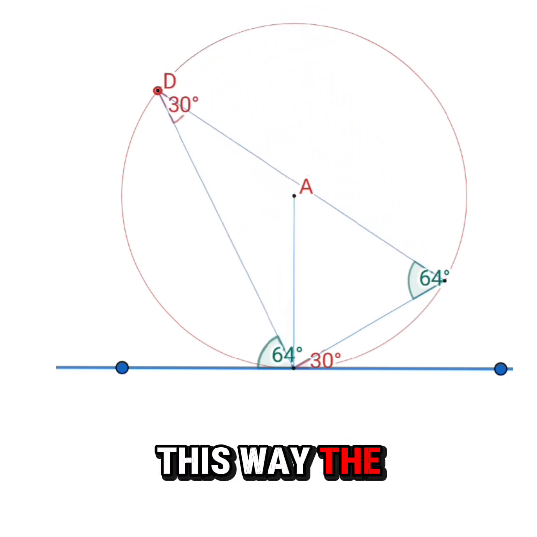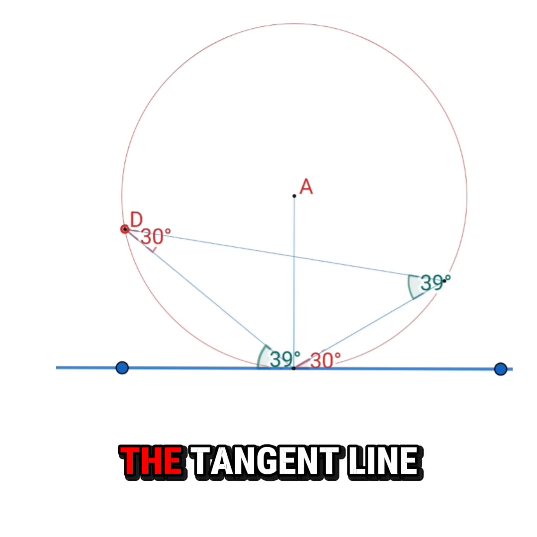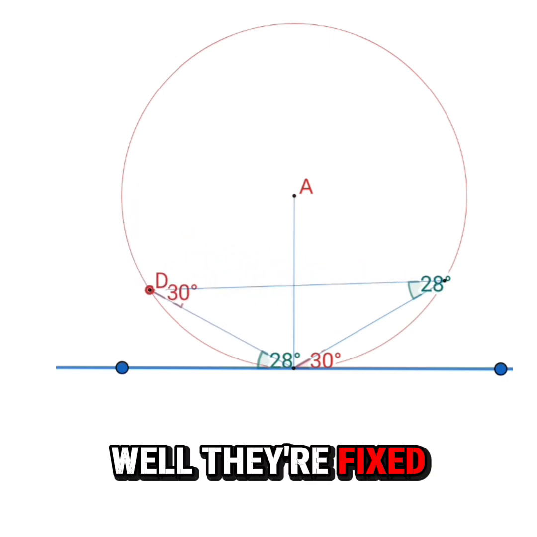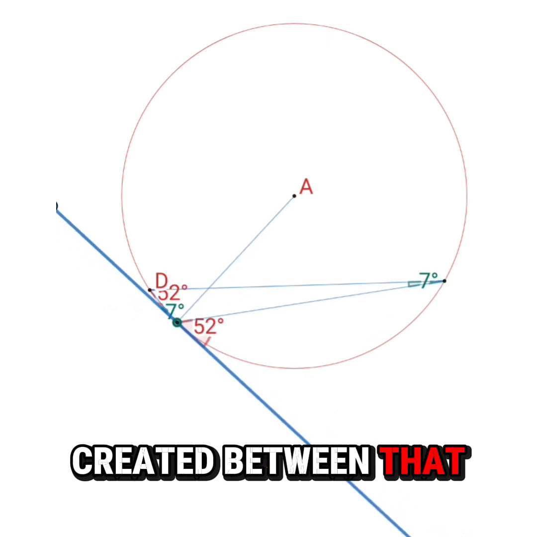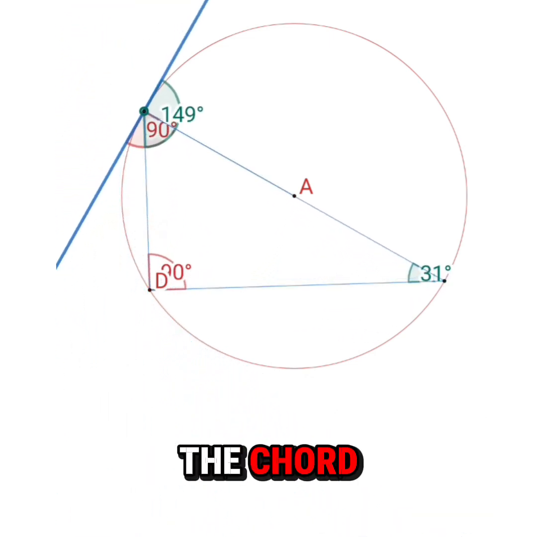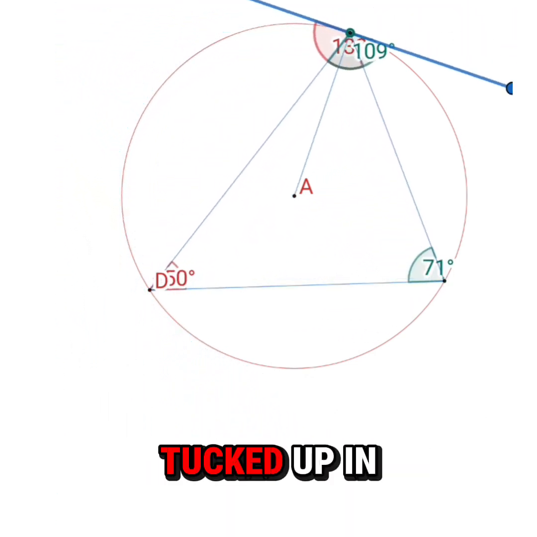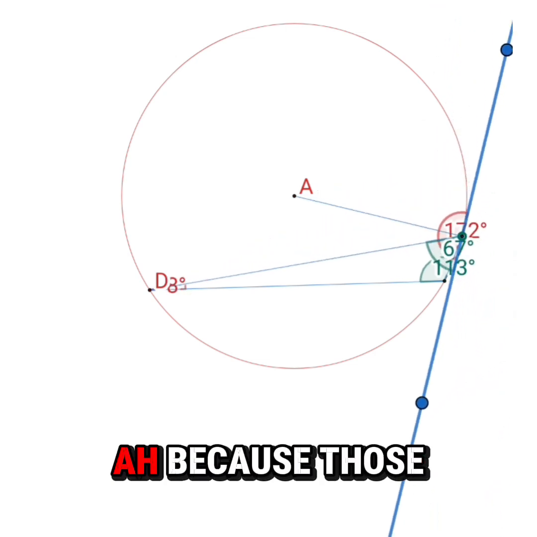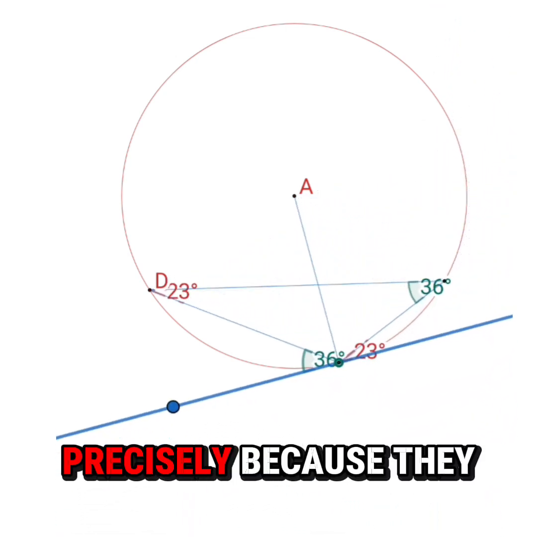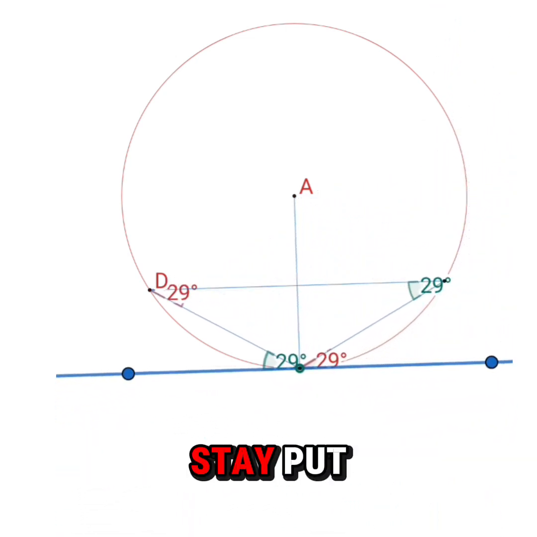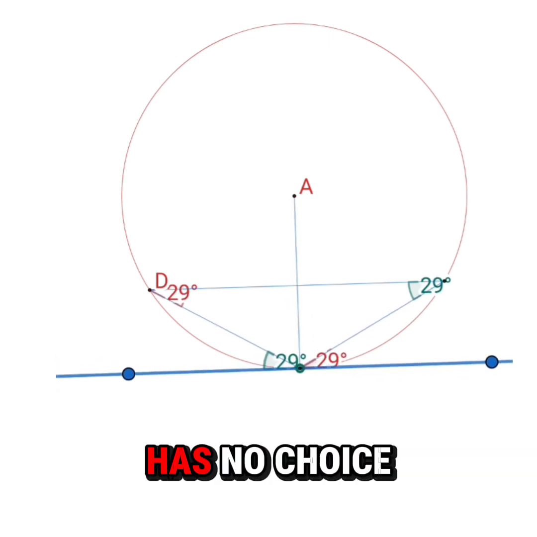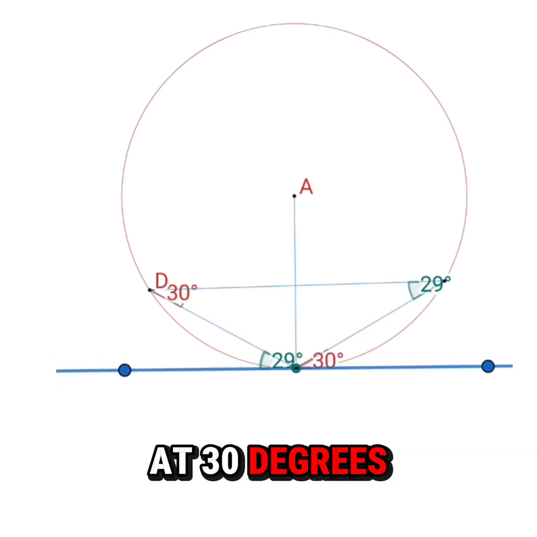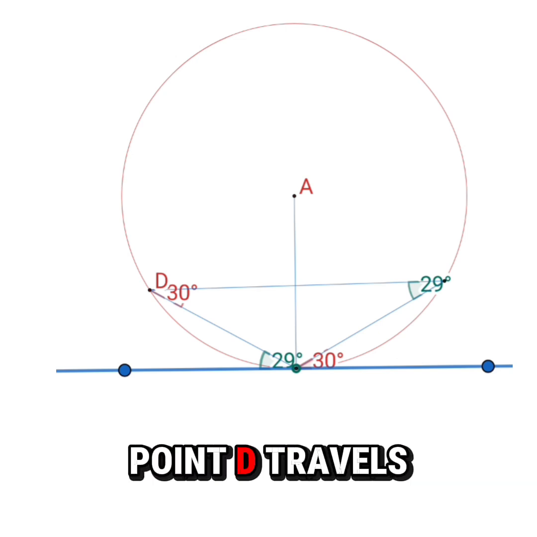Think of it this way. The bottom side of that triangle, the chord, and the tangent line it touches at the bottom of the circle, well, they're fixed anchors. The theorem dictates that the angle created between that fixed tangent line and the chord will always perfectly mirror the angle tucked up in the opposite segment of the circle. Ah, because those bottom anchors aren't moving. Precisely. Because they stay put, that red angle at the top is completely locked. It has no choice but to stay at 30 degrees, regardless of where point D travels on the curve.